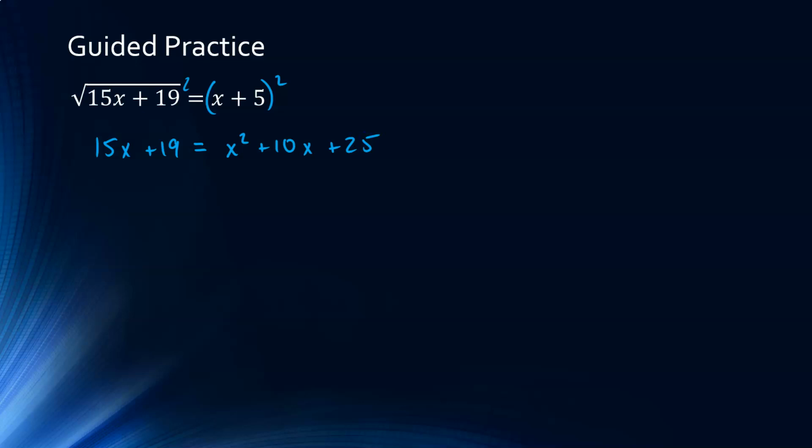So now we're going to group everything together on one side. So since my x squared is already on the right, I'm going to subtract 15x and 19 from both sides. So when I do that, when I subtract 15x from 10x, I'd end up with minus 5x. And when I subtract 25 minus 19, I'd get 6. So we get x squared minus 5x plus 6. So this is one of those where it is a little bit easier.